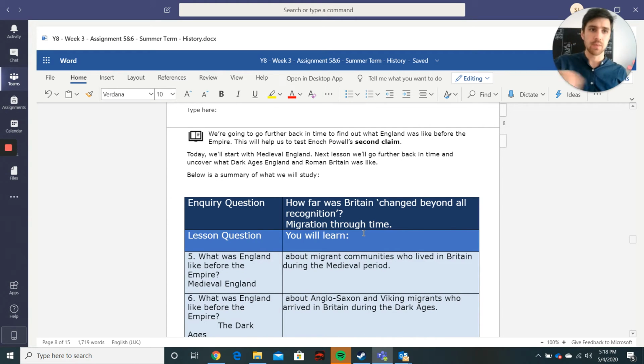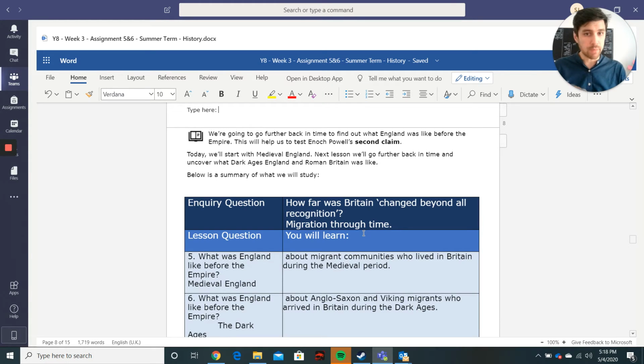So, as it says on the next page, in the next few lessons, we're going to go back further in time, before the Tudors, because we know that in Tudor England and Georgian England, Enoch Powell's idea isn't true. But maybe he was right further back, maybe. So we're going to go further back in time to find out what England was like before the Empire. And this will help us to test Enoch Powell's second claim.